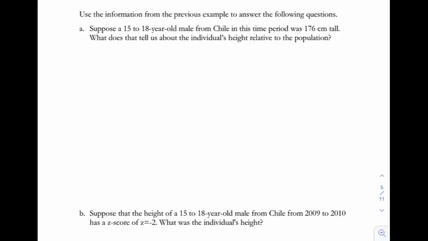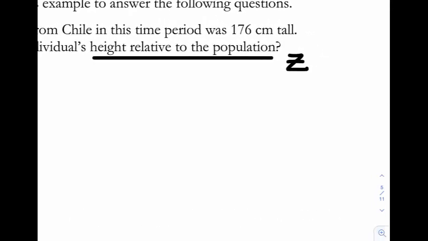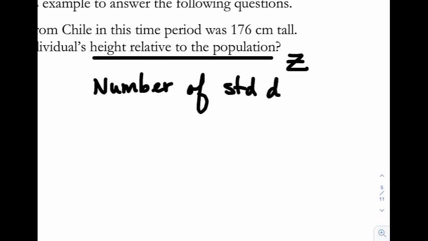Part A here: suppose a 15-year-old male from Chile in the time period of was 176 centimeters tall. What does it tell us about the individual's height relative to the population? So this is just a slightly different way of interpreting the concept for z. And z looks at the number of standard deviations above or below the mean.